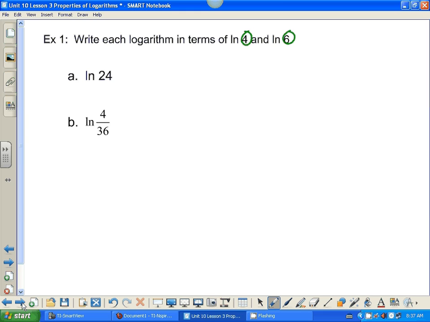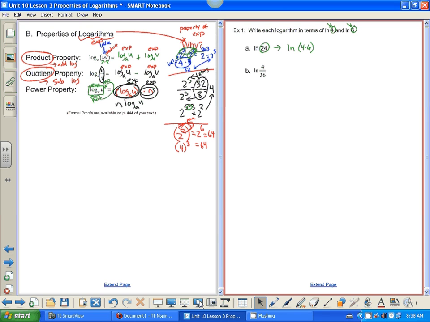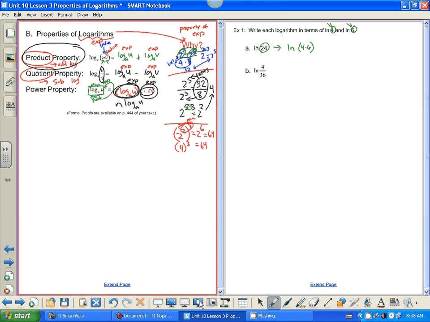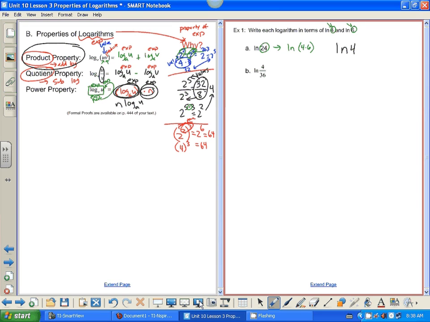So let's look at A, the natural log of 24. You need to say to yourself, how can I rewrite 24 using my pieces of 4 and 6 that the problem is asking me to rewrite? Well, I'm hoping we're in high school now, so I can rewrite 24 as the product of 4 times 6. Okay. Now, using my properties of logs, I'm going to be using the product property. The product property applies here. I'm going to give the natural log of 4 its own natural log. I'm going to give 6 its own natural log.